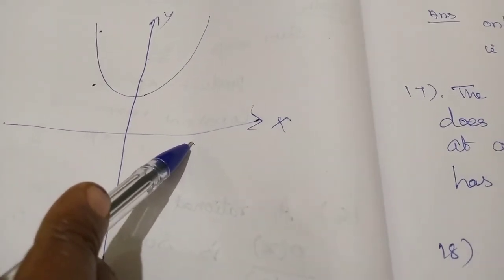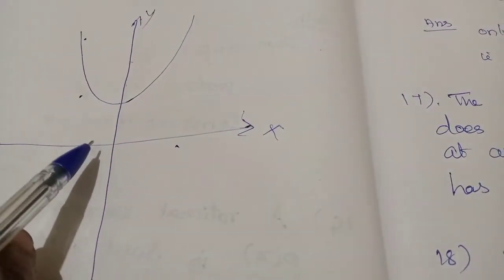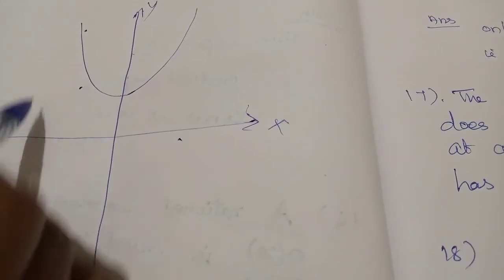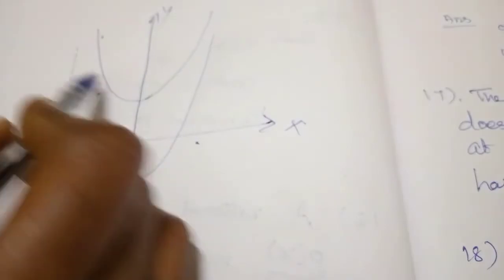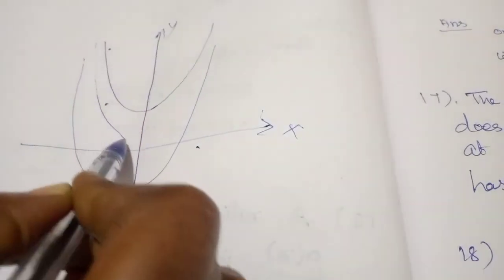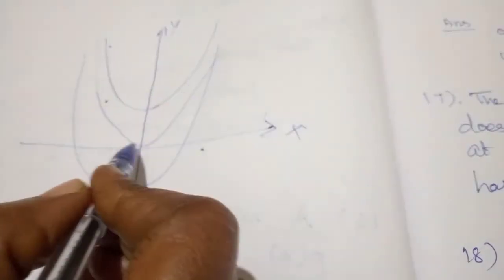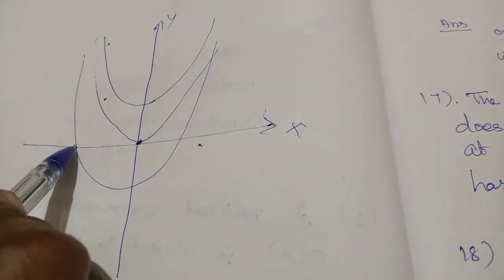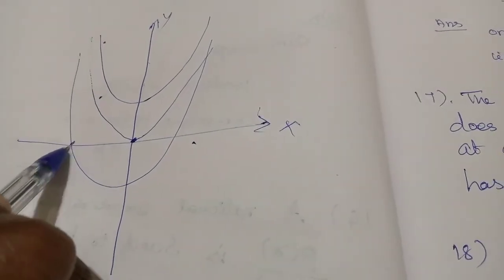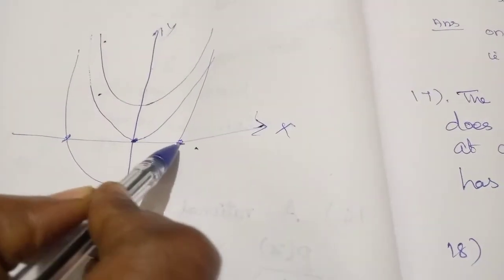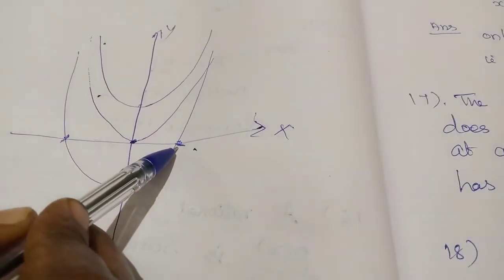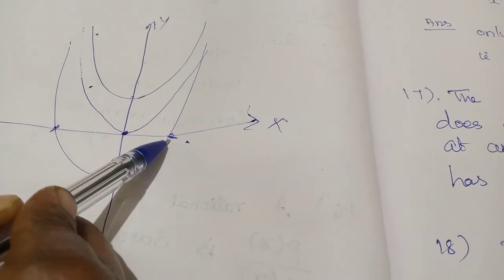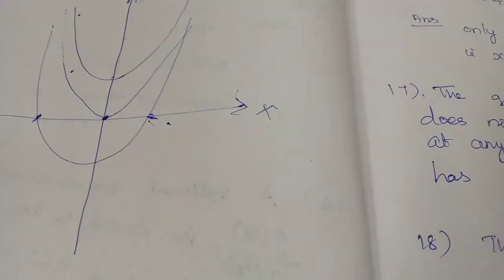Did you understand? If the graph intersects the x-axis, how does the graph look? Likewise, or else likewise, it is touching here. In this graph it is intersecting here as well as here. The first graph does not intersect the x-axis, so there is no real root. Come to the next question.